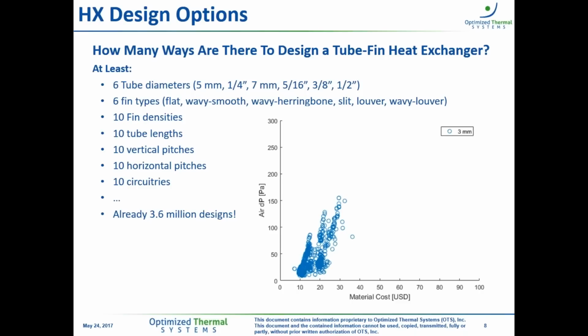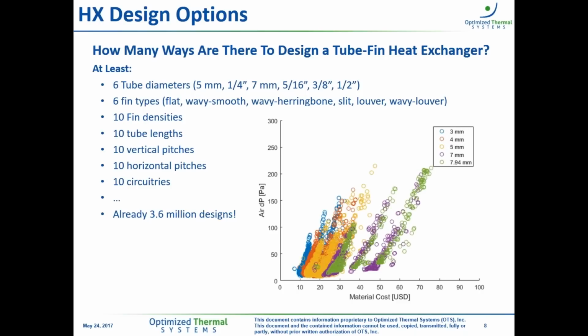And just to put some visualization to that, this is about 50 to 60,000 designs plotted in terms of their material cost on the x-axis and air pressure drop on the y-axis. And you can see these designs vary by an order of magnitude in terms of cost, 2 orders of magnitude in terms of airside pressure drop.